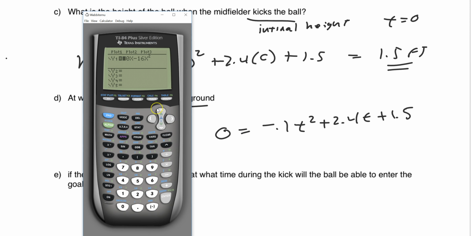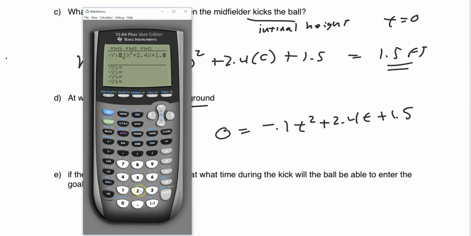So we go y equals. We have to type that equation in instead. So let's go negative 0.1 x squared. Remember, we don't have a t, we use an x. Plus 2.4 x plus 1.5. So we're going to try to find the x-intercepts. I have one, but that's a negative value, so I don't care about that one. I don't want a negative height. And I can't see the other one.